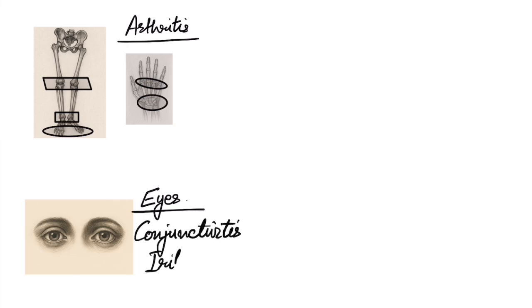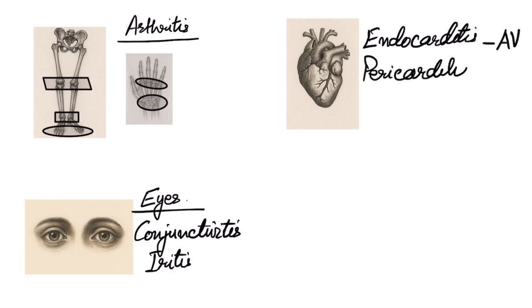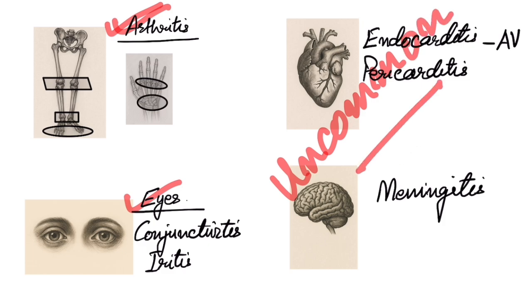In heart, endocarditis might be seen, and the aortic valve may be involved. Pericarditis also uncommonly can be seen. Lastly, there can be meningitis in some cases of DGI, but we should know that out of these, arthritis is common, and even eyes can be affected, but the endocarditis, meningitis and pericarditis are uncommon. Remember that these four systems can be included in the DGI, but they can present separately as well.